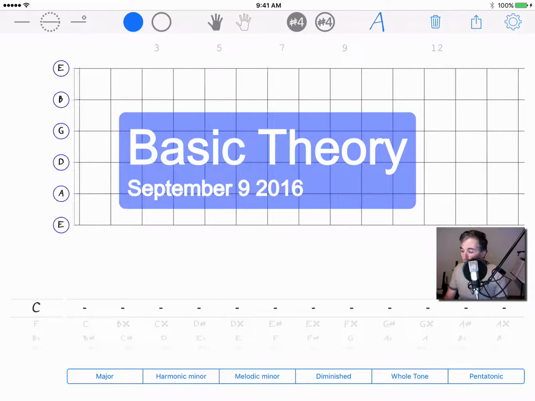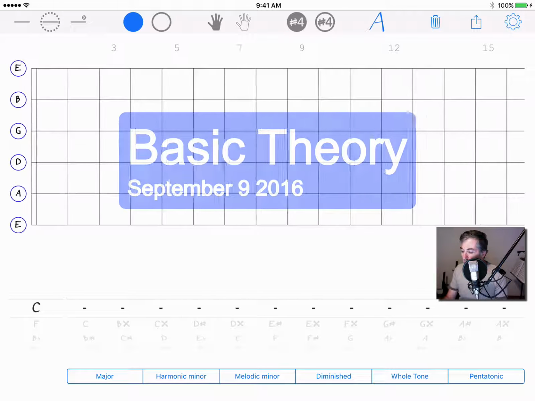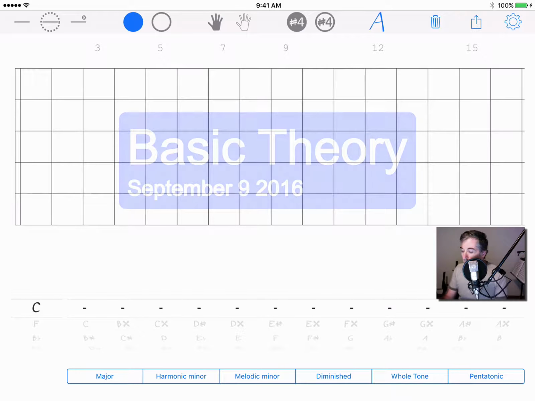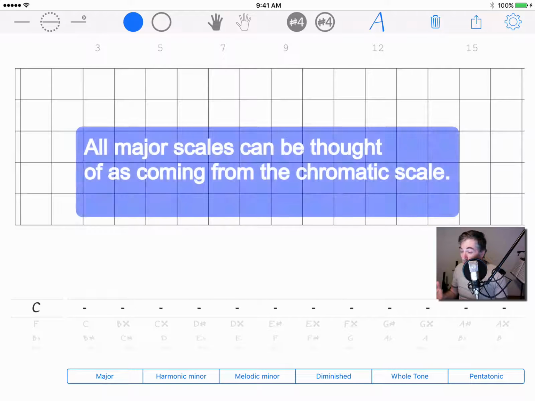So what we have here in front of us is the guitar neck. It's blank right now. So with respects to major scales, they're constructed from notes. In Western music, we have a system that provides us with 12 chromatic notes. So if we were to play all 12, they would look like this.